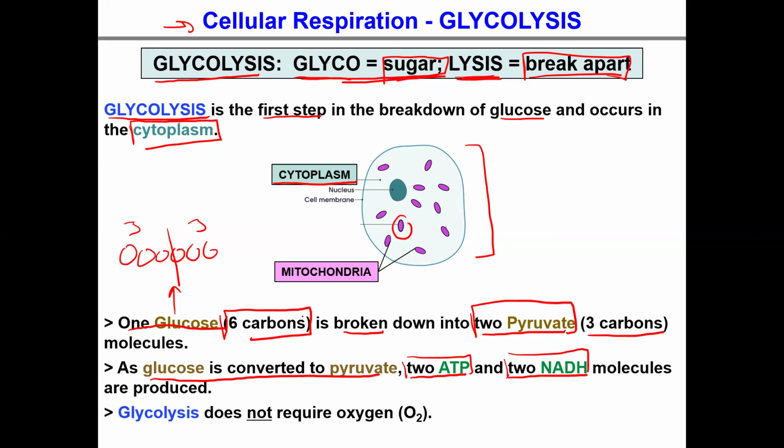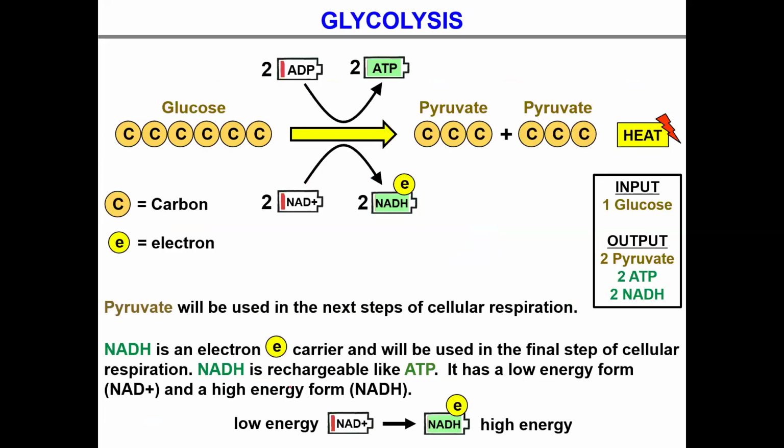But again, just know that we're taking our glucose, which is our 6 carbon, lysing again or breaking them apart, and we're producing 2 pyruvates which contain 3 carbons. As we're doing that, we're making 2 ATP as well as 2 NADHs. Now, glycolysis does not require oxygen just yet. Oxygen is not going to play a part in glycolysis. So let's go ahead and see exactly what that all means.